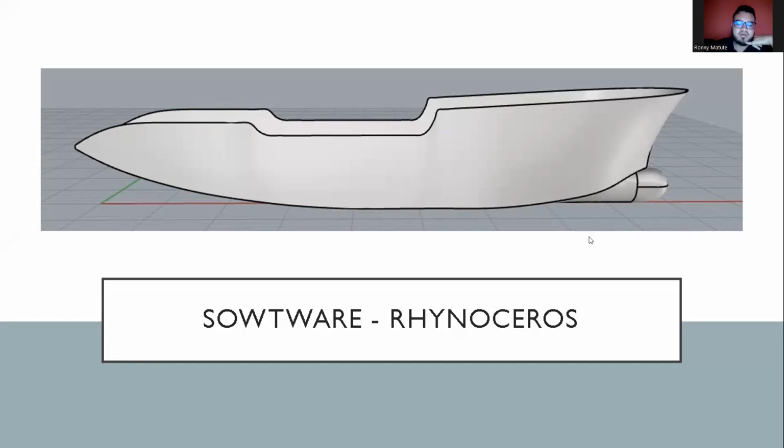Now we model the hull in Rhino and the surface input in the modeler MaxSurf, and define the type of ship and draft.